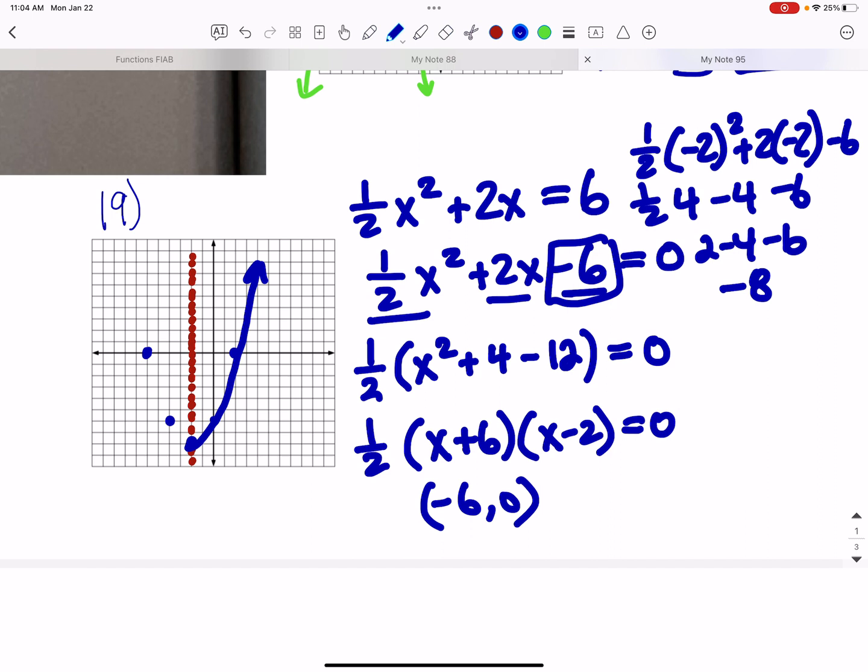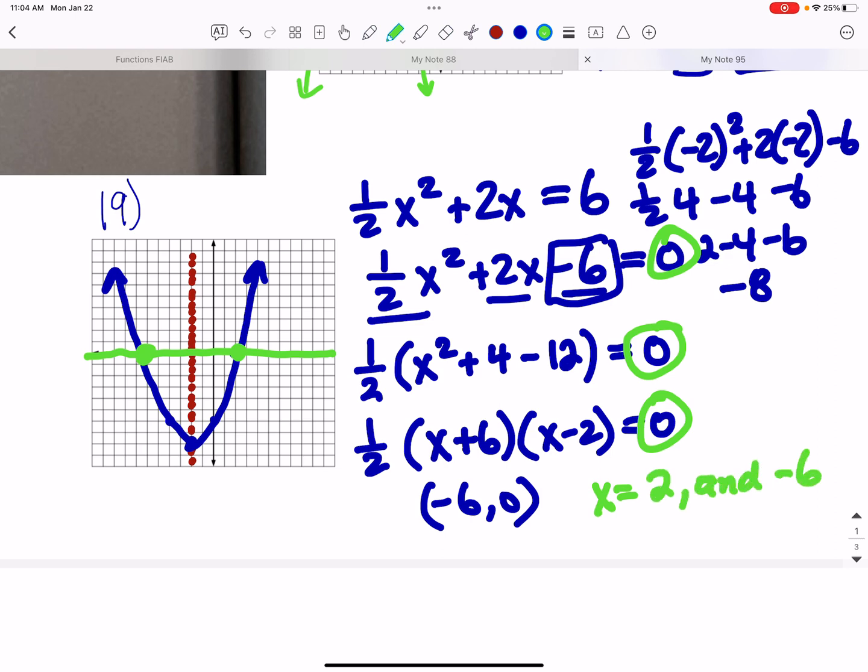Do I really care about all that much? Not really. What I really care about is these two spots, because those two spots tell me when it equals 0. So the answers are x equals 2 and -6.